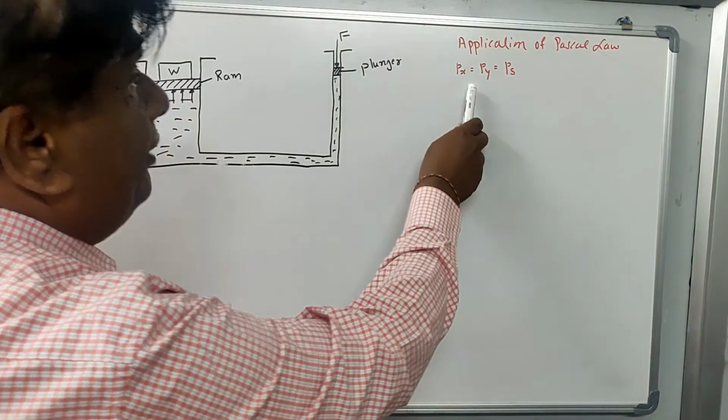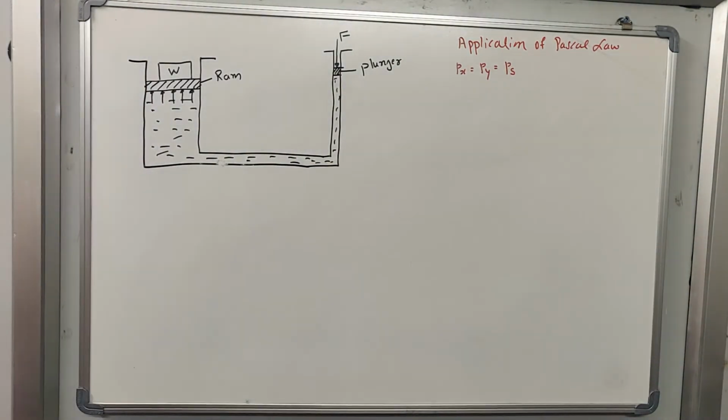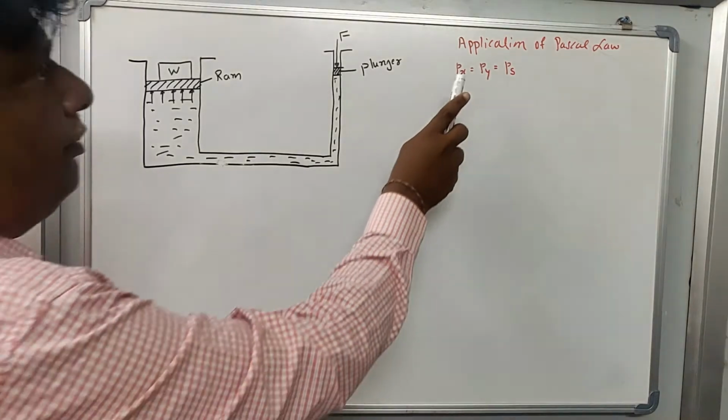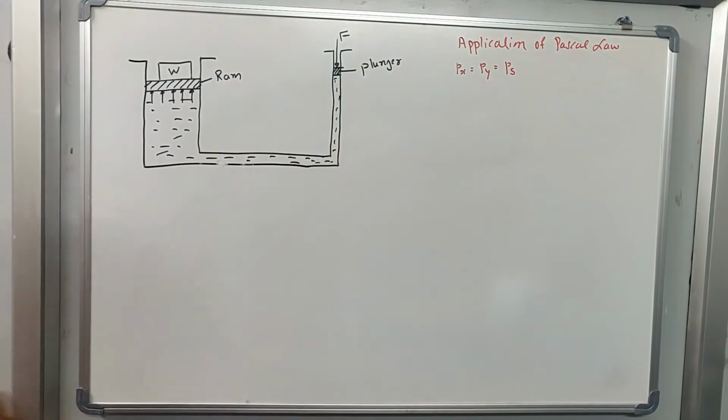We derived this considering a triangular element having three faces: one face normal to the x-axis, one normal to the y-axis, another normal to the s-axis, marking the forces acting on each face and satisfying the equilibrium equations. That gave us Pascal's equation. Now let us use this concept to solve a physical problem.